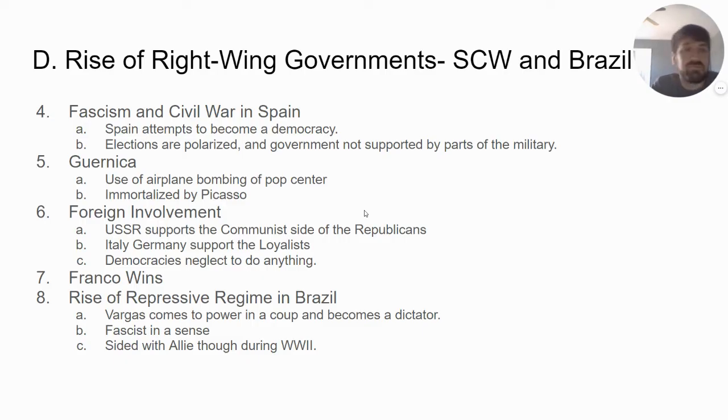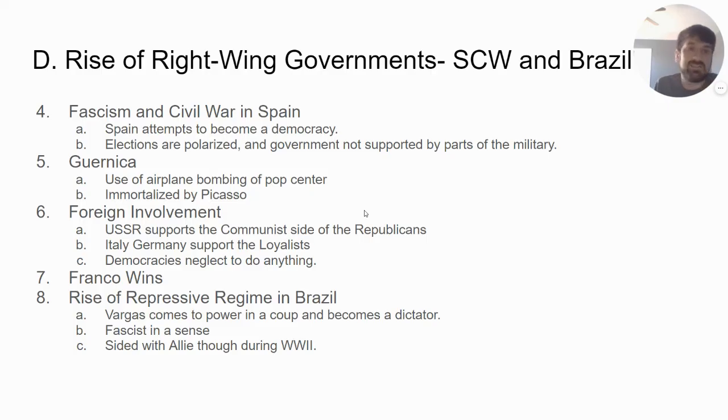Now, another example of the rise of right-wing governments is Brazil. So Brazil is a pretty industrial state at this point. Sadly, we're not going to talk about Pedro II, but he's a really cool guy. I'd recommend you look into Pedro II, King of Brazil, Emperor of Brazil.